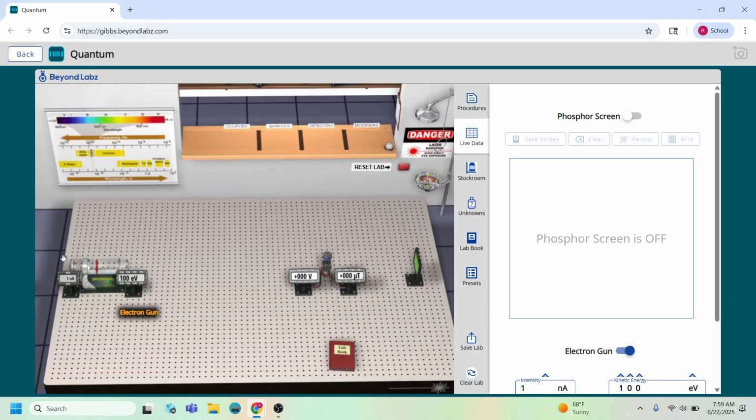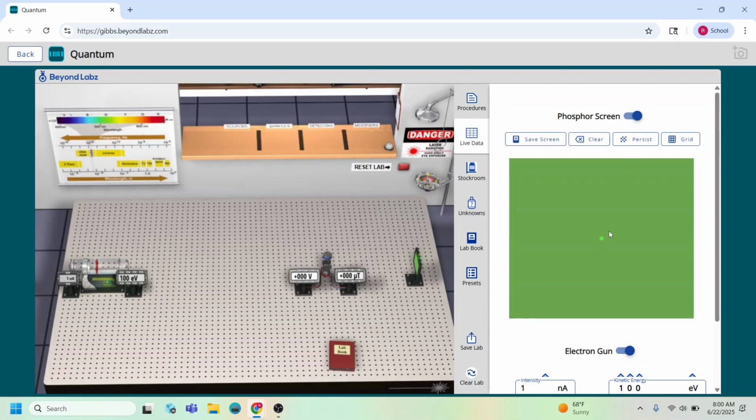So that electron gun shoots a stream of electrons that passes through the field. Right now, both fields are zero. So the stream of electrons passes all the way and is collected on the phosphorescence screen. If we turn the phosphorescence screen on, we can see that there is a spot in the center of the phosphorescence screen. The phosphorescence screen is our detector, and it detects the charged particles.